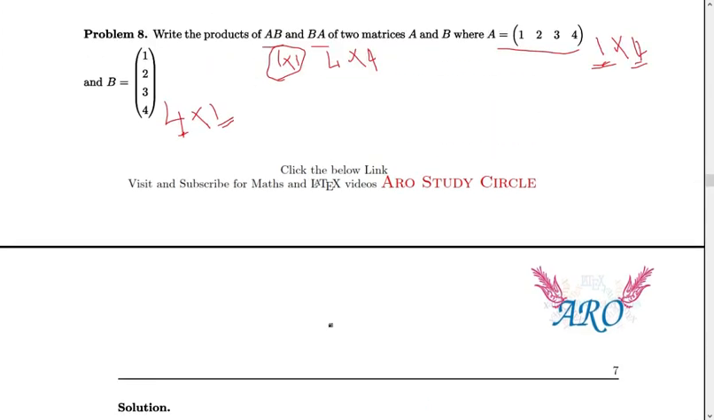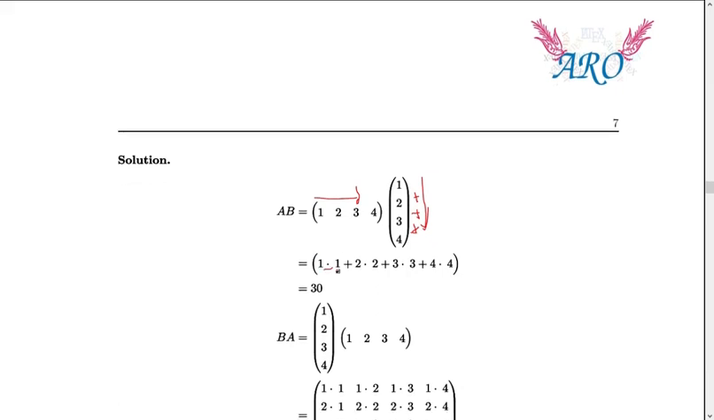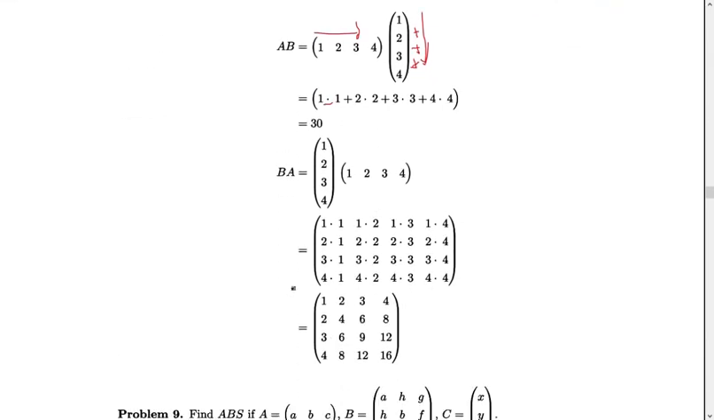What do you know about BA? BA is a 4 by 4 matrix. We are going to check. In matrix multiplication, first row first element is the first entry. The next one, first row second entry, is 1.2. The next one, this one with this one, is 1.3. The last one, first row last element, is 1.4.